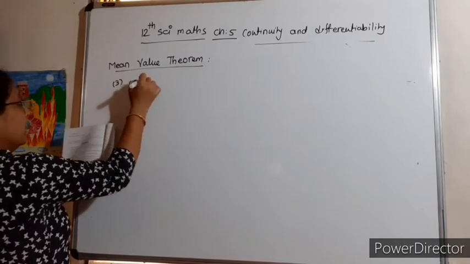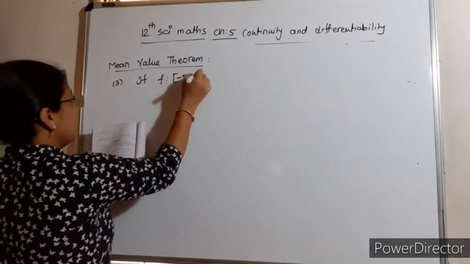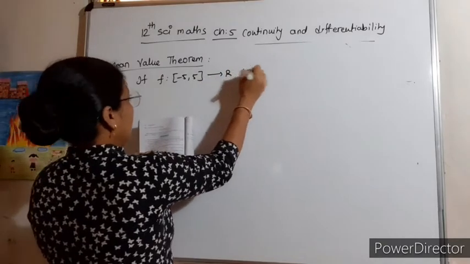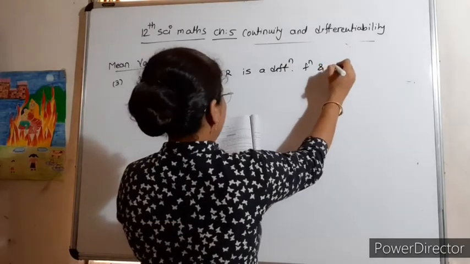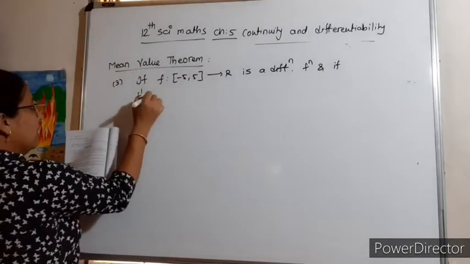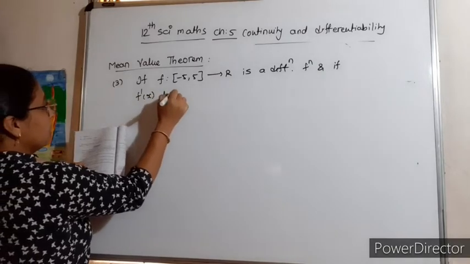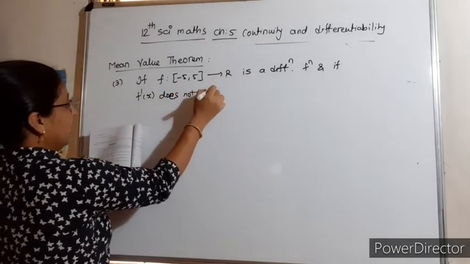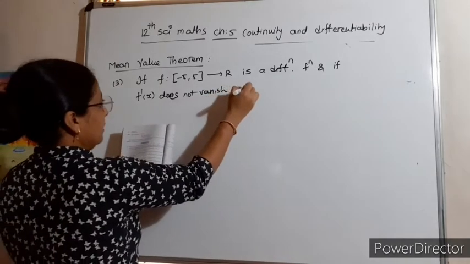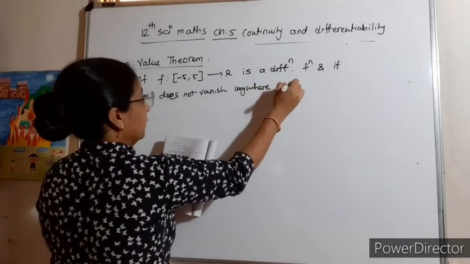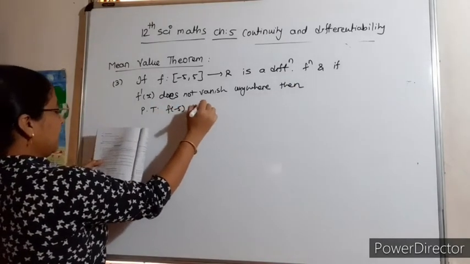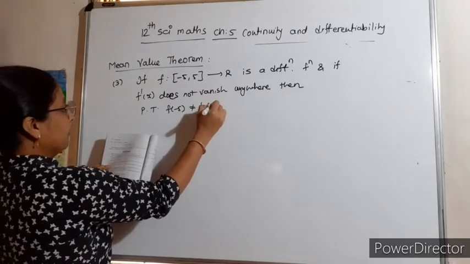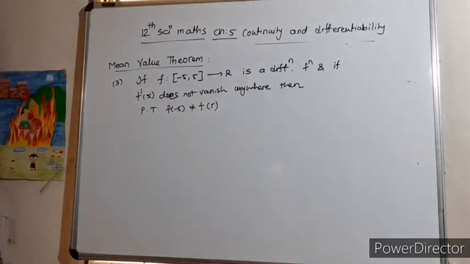If f from [-5, 5] to R is a differentiable function and if f dash x does not vanish anywhere, then prove that f of -5 is not equal to f of 5. Right? It is given that f of -5 is not equal to f of 5.